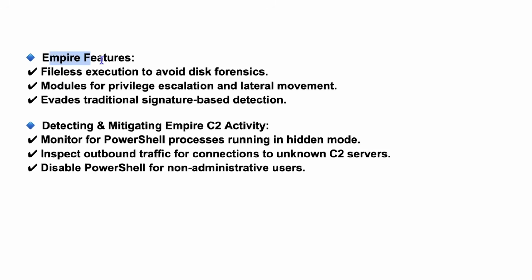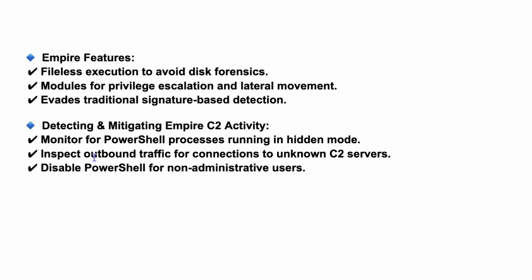Some of the key features of Empire are that it has fileless execution to avoid disk forensics. It has modules for privilege escalation and lateral movement, and it evades traditional signature-based detection. Those are some of the things you really look for in a tool like this. And when you're detecting and mitigating Empire C2 activity, you want to monitor for PowerShell processes running in hidden mode, for example that -w hidden command, which runs a window in hidden mode. So you definitely want to look out for anything like that running in the background.